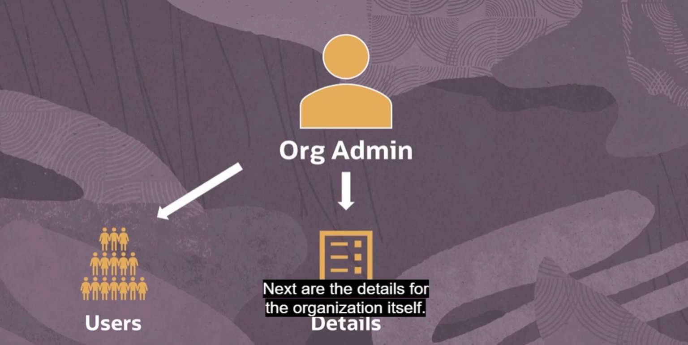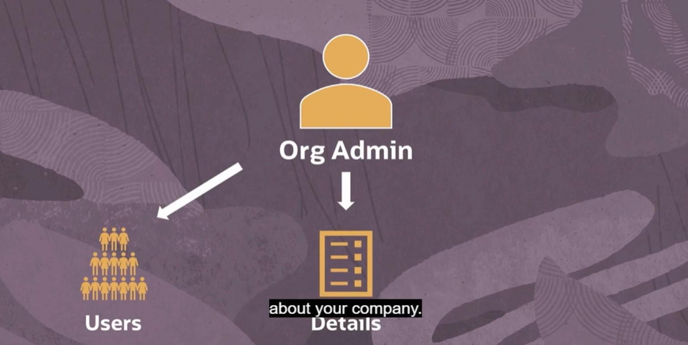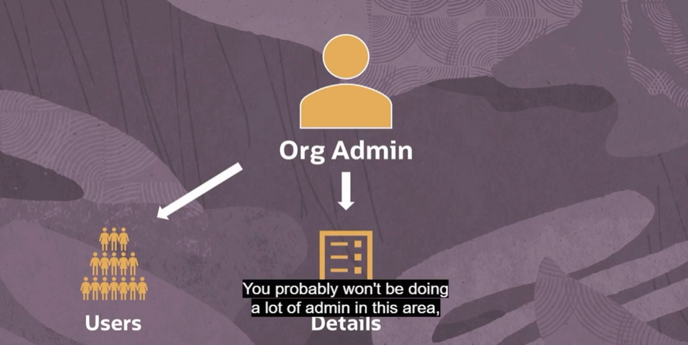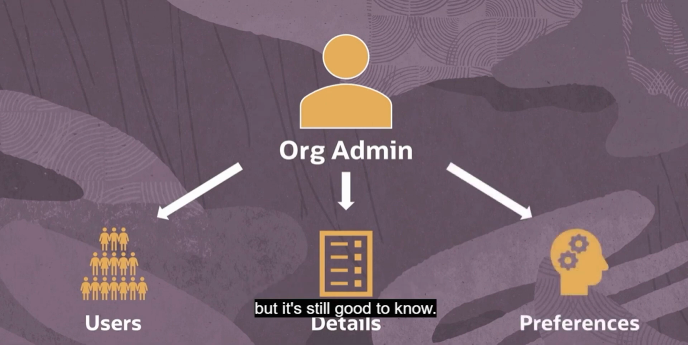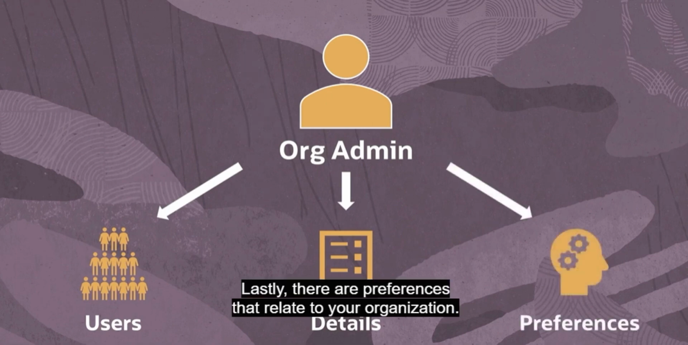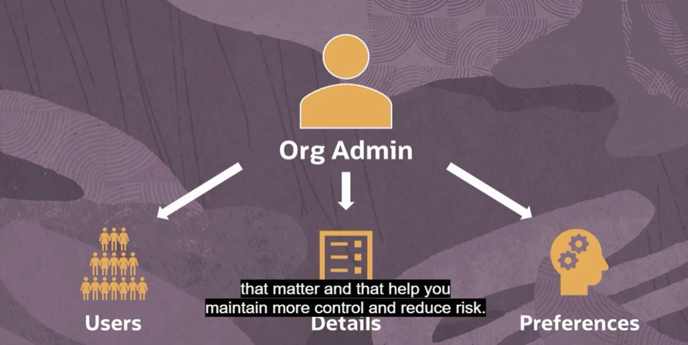Next are the details for the organisation itself, and this includes setting some defaults and basic information about your company. You probably won't be doing a lot of admin in this area, but it's still good to know. Lastly, there are preferences that relate to your organisation. There are a lot of them, but we'll focus on the ones that matter and that help you maintain more control and reduce risk.